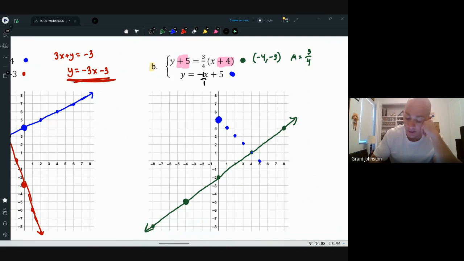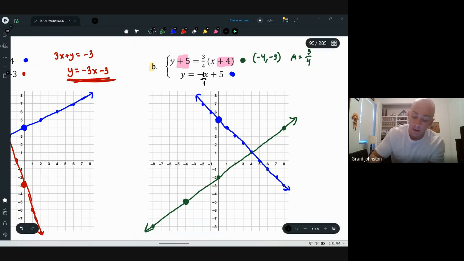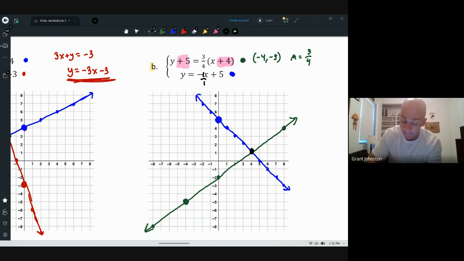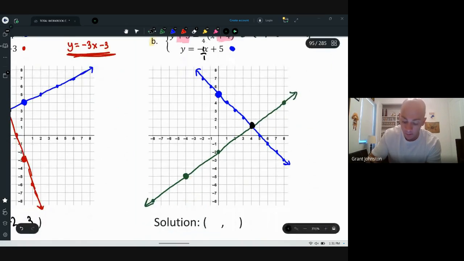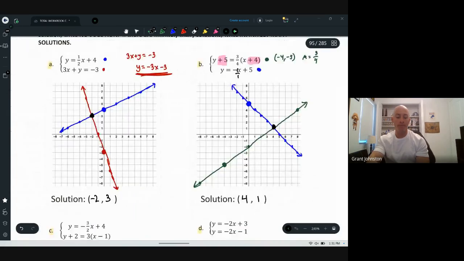I actually don't really even need to keep graphing because I can already see their intersection. But I want to make it look pretty. So here we go. Both lines are graphed. And the solution is where they intersect. We can see a clear intersection right here. And that coordinate point is 4, 1. I'm going to do more. I'm going to keep going.